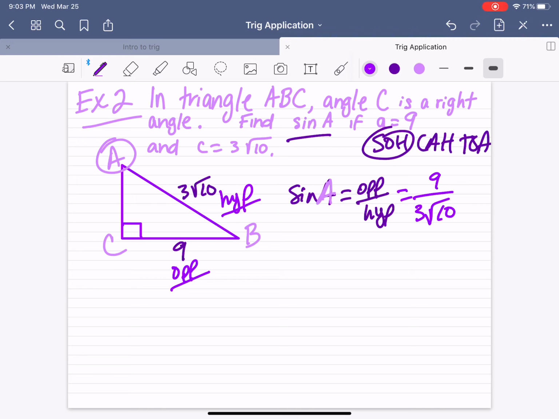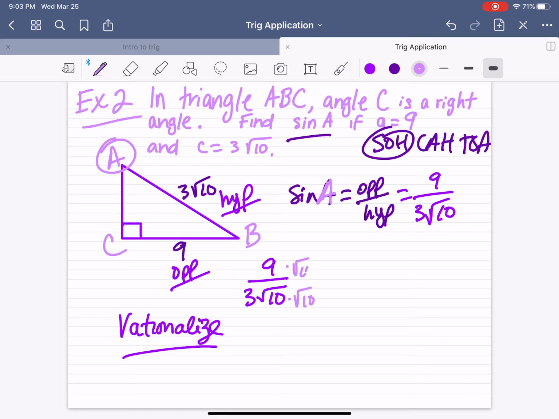Now, this problem does have an extra step though. You have to do what's called rationalization. So in other words, we have to rationalize this. And by that I mean we have to get rid of the square root of 10 from the denominator. So that's another thing that you guys have to memorize for this class. You cannot have square roots in the denominator. So to get rid of it, you rationalize it. So here's how you do that. Just multiply by the square root of 10 at the top and the bottom. Simplify and you are done.